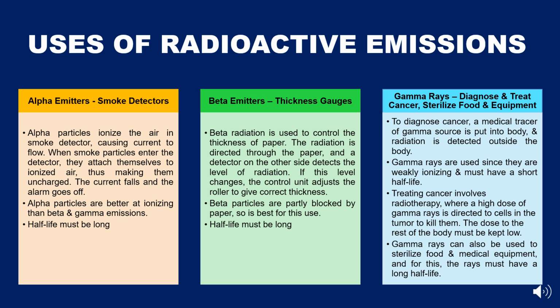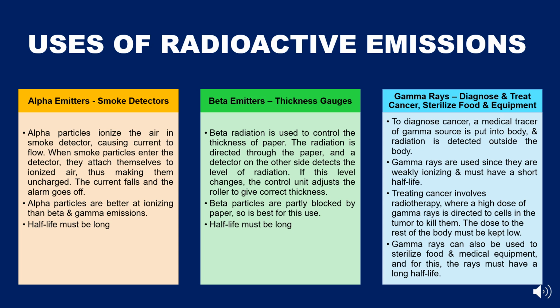Alpha particles ionize the air particles that are there in the smoke detector, and this causes a current to flow. So if smoke is there, it will enter the detector and the smoke attaches to the ionized air particles and makes them uncharged, because alpha particles will make them charged. So when the smoke attaches itself to the air particles, it will make them uncharged, and this will cause the current to fall, and thus the alarm goes off.